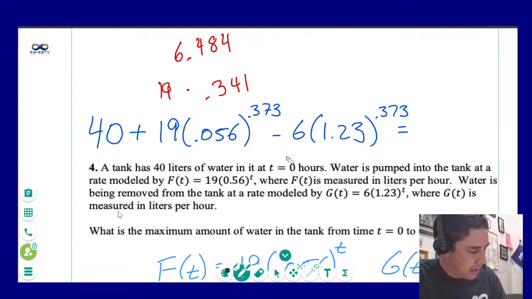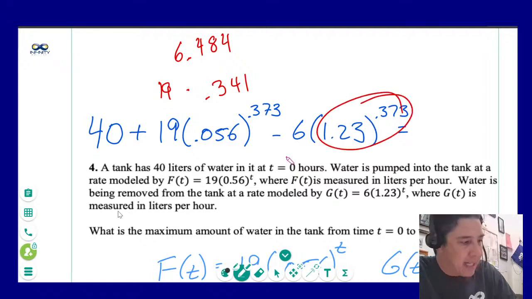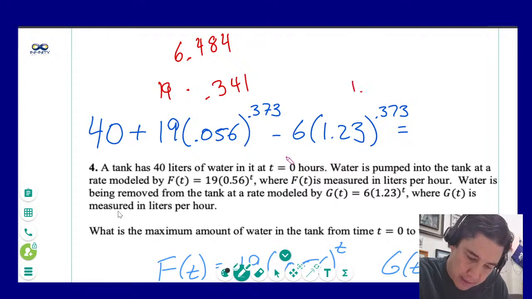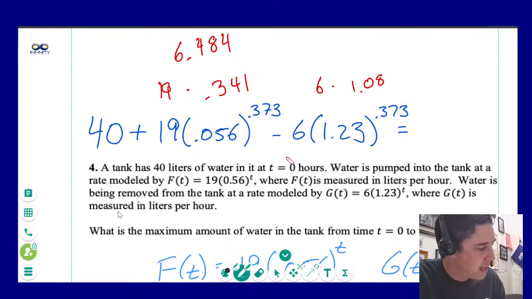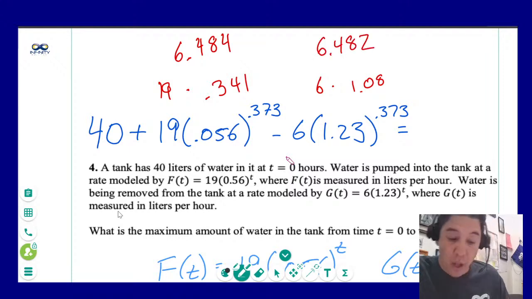1.23 to the 0.373 is 1.08. This right here is 1.08 times 6, which is 6.48. 6.482. So it looks like I was right.